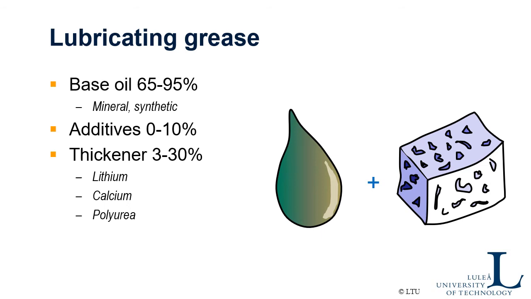Typically we say that the grease behaves like water in a sponge. So the thickener is the sponge and the base oil is the water. So you actually fill this structure with base oil, and when it comes into the lubricated contact, the oil is squeezed out or leaked out to form a film then.